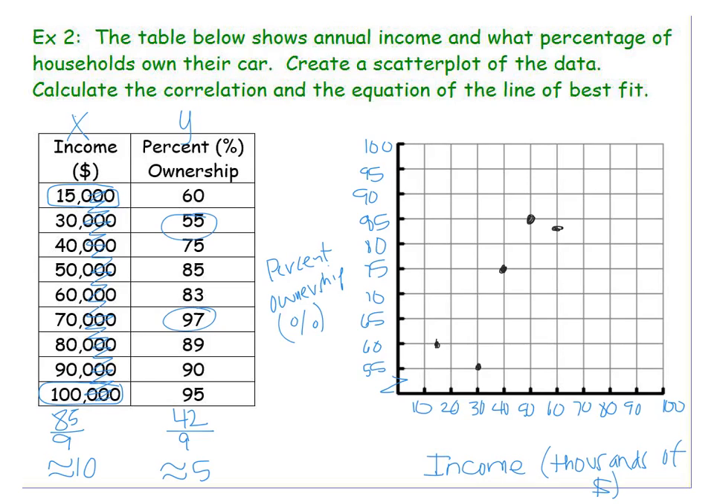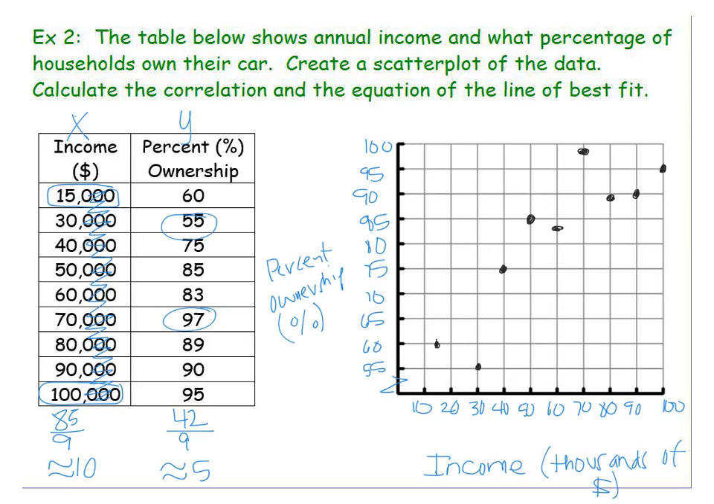At 70, I'm going to jump up to 97. At 80, I'm going to go back down to 89. At 90, I'm going to be at 90. And at 100, I'm going to be at 95.